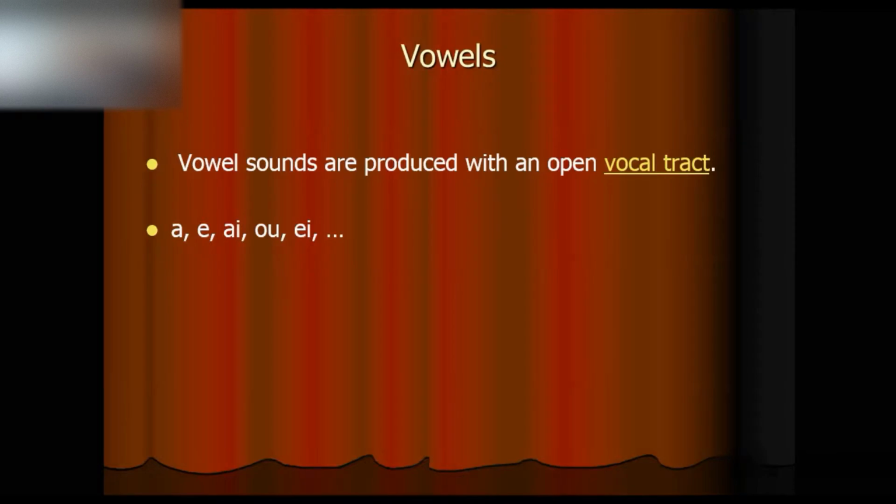Vowels are produced with an open vocal tract, or the vocal cord is open. So the vocal tract is open, like ah, like e, like a, like o. All those are vowels.